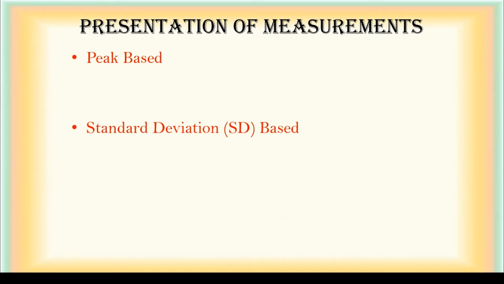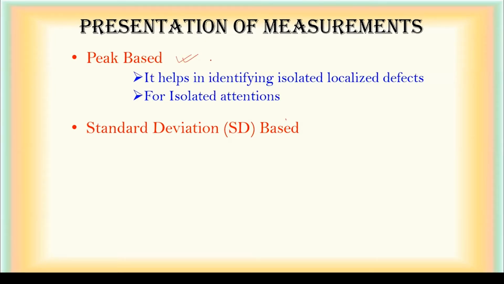When mechanical measurement is being done, we are judging our track quality based on two criteria. One is peak based, another is standard deviation based. Peak based means the actual value of track defects. Say our gauge is +10, alignment defect is -5. Unevenness is something, twist is something.